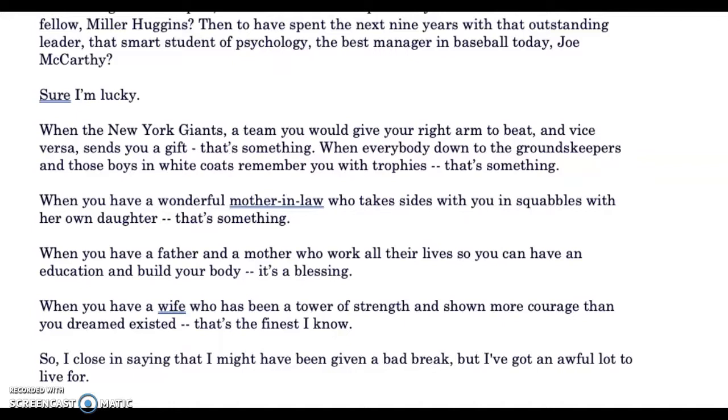When you have a father and mother who work all their lives so you can have an education and build your body, it's a blessing. When you have a wife who has been a tower of strength and shown more courage than you dreamed existed, that's the finest I know. So I close in saying that I might have been given a bad break, but I've got an awful lot to live for.